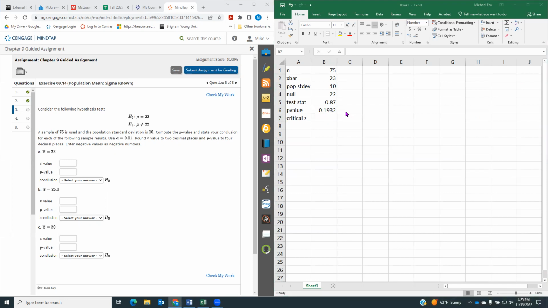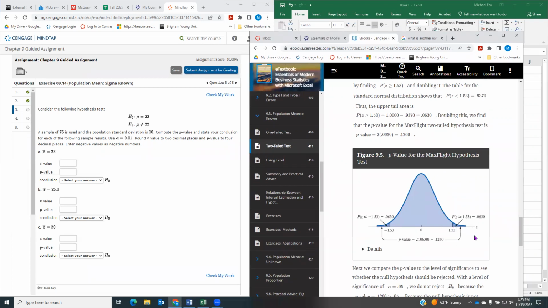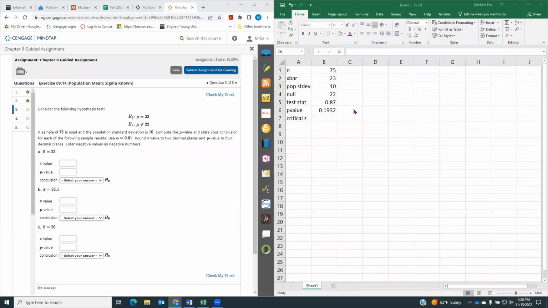And then we also need the p-value of positive, which is going to be the same, right? This is a little confusing at first, but the idea is because this is symmetrical, the probability of plus or minus 0.87, a test statistic of 0.87, is going to give us this region, which has a p-value of 0.1932, plus this region, which has a p-value of 0.1932. So our total p-value then is going to be that times 2.